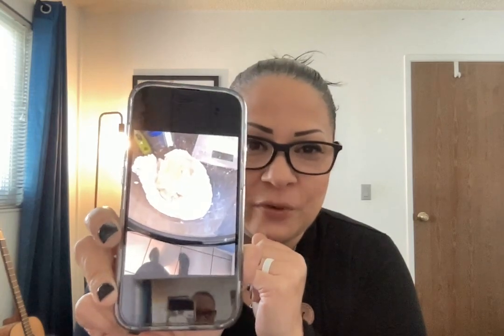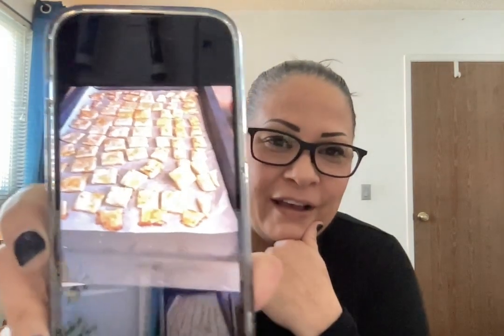This is me getting the dough into the new flour, the cheesy crackers before and after. Like I said, homemade Cheez-Its. So there goes an expense that I don't have to pay for at the store.